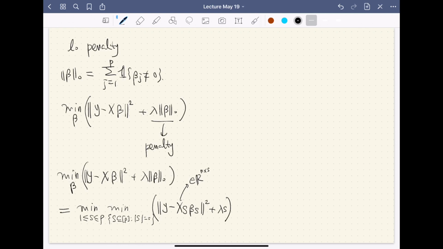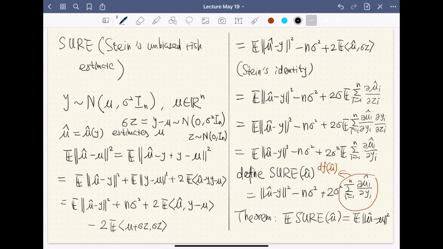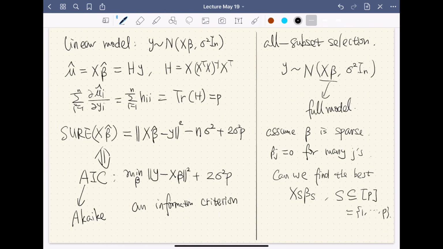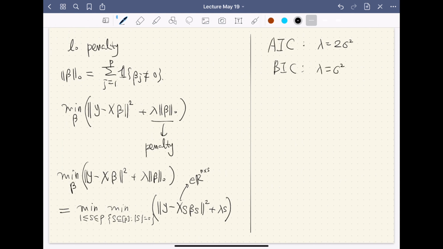Okay, so why are AIC and BIC special cases? Because AIC and BIC just correspond to different lambdas, right? So what is the lambda of AIC? The lambda of AIC is 2 sigma square, right? What about BIC? It's sigma square times log n. If you choose these two lambdas, the procedures of the corresponding subset selection are going to be exactly the AIC and the BIC procedure.